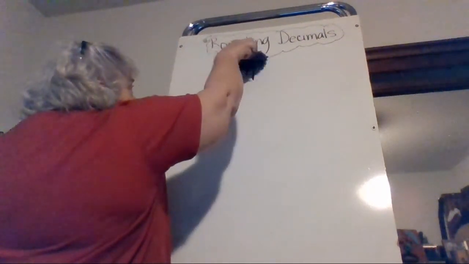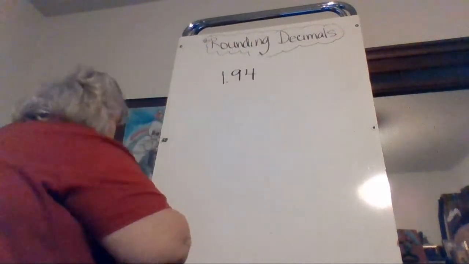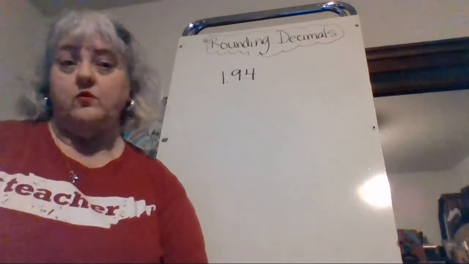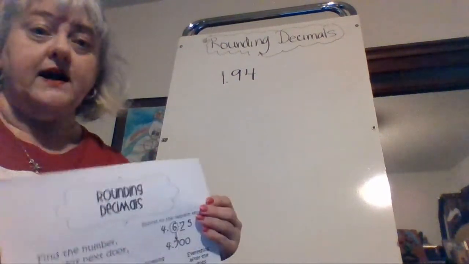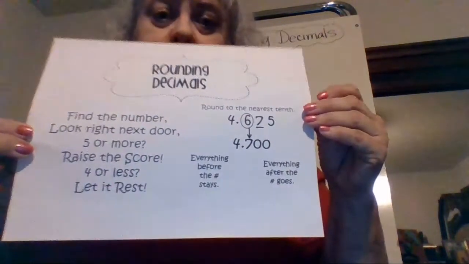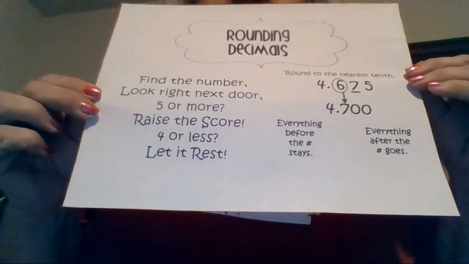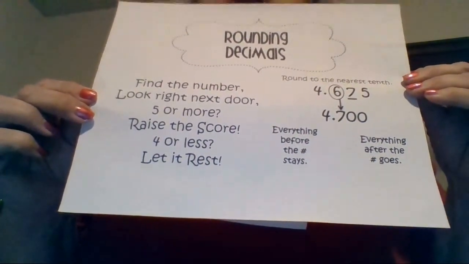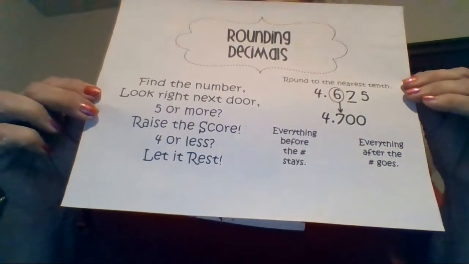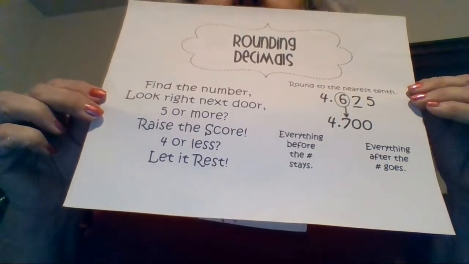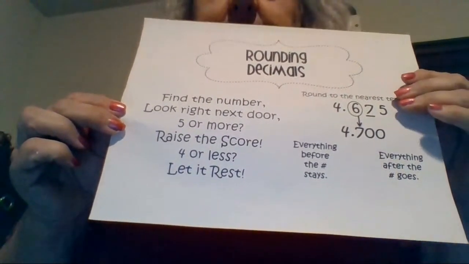So today we're going to talk about rounding. And you may be rounding different digits, but there's a procedure that I want you to follow and a rhyme that I want you to think about. And this is how we're going to round decimals. Find the number. Look right next door. 5 or more, raise the score. 4 or less, let it rest.